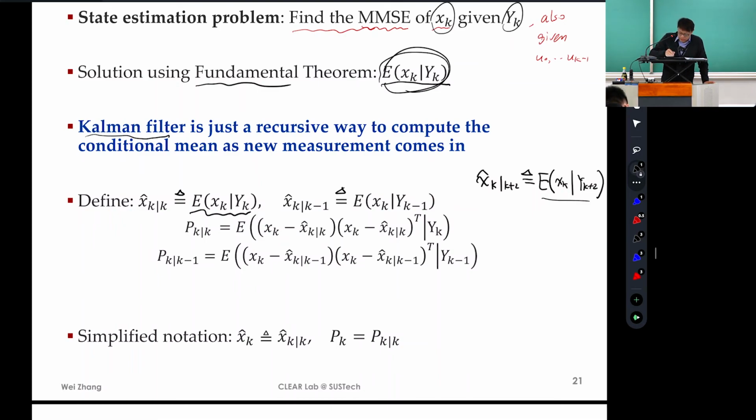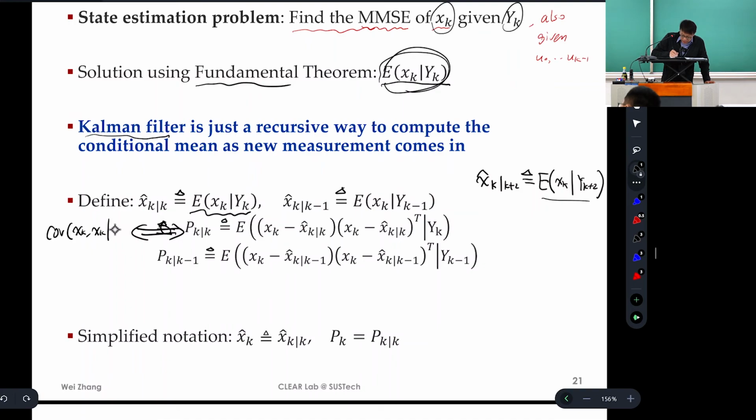Some students struggle with my definition here. I'm not sure how much you struggle. Pk given k, the covariance matrix of xk. By definition, this is the covariance of xk given Yk. Yuntian, can you explain this by reading this formula? What does this mean? The covariance matrix of our estimation of xk given all measurements up to time k.